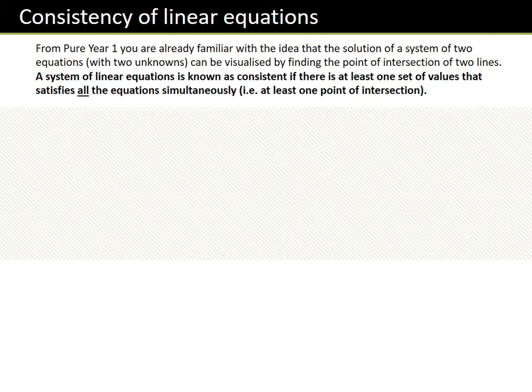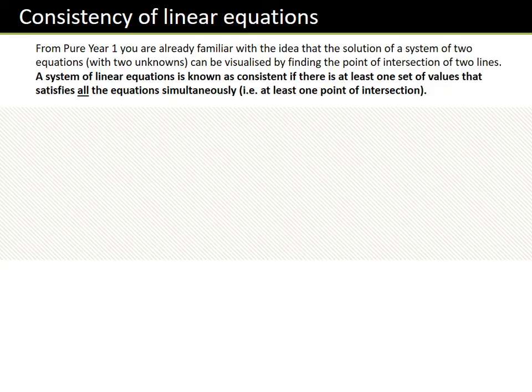So, consistency of linear equations. Consistency is basically a word that just means, do the lines intersect? Are the equations consistent? It says from Pure Year 1, you were already familiar with the idea that the solution of a system of 2 equations with 2 unknowns can be visualized by finding the point of intersection of 2 lines. A system of linear equations is known as consistent if there is at least one set of values that satisfies all the equations simultaneously, i.e. it has at least one point of intersection.